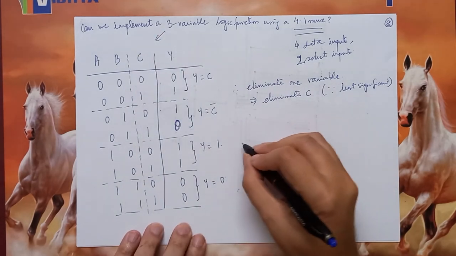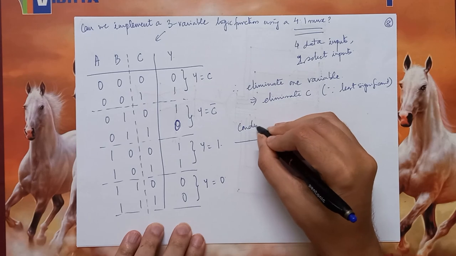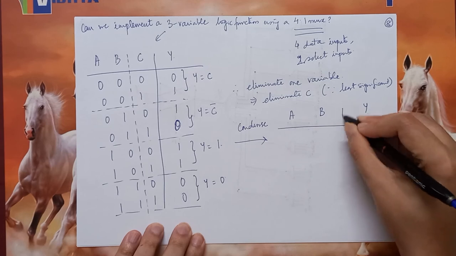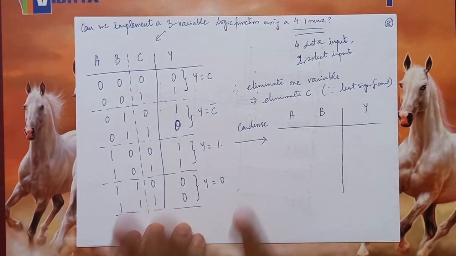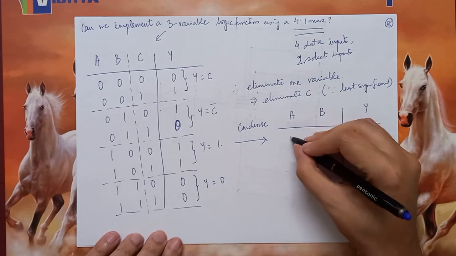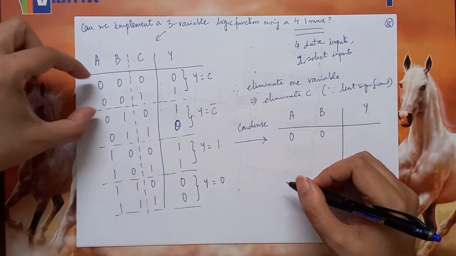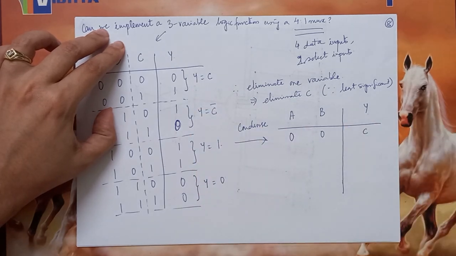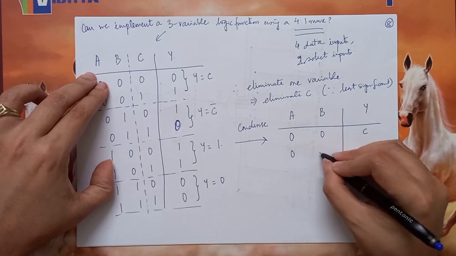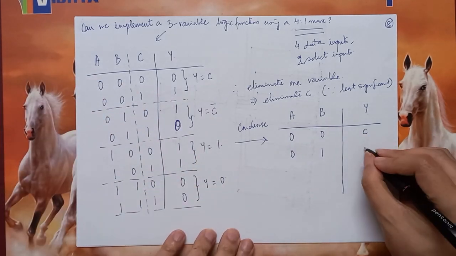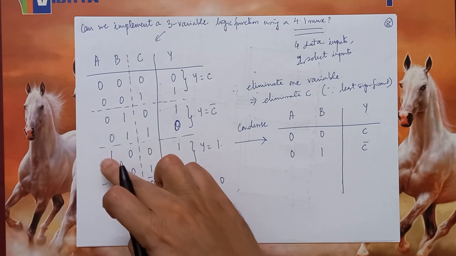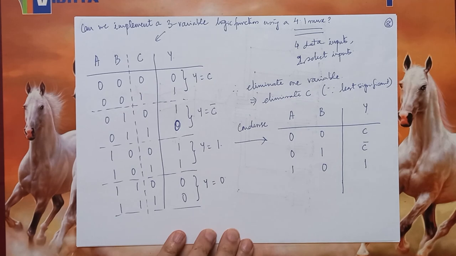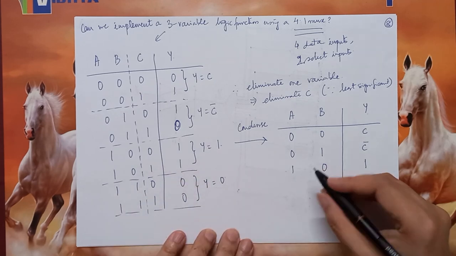So can I now condense the table and directly write it as a two variable function. Here A is 0 and 0. So when A and B are 0, 0, what is the value of Y? Y is equal to C. When A and B are 0, 1, what is Y? It is C bar. When A and B are 1, 0, Y is equal to 1. And when A and B are 1, 1, Y is equal to 0.